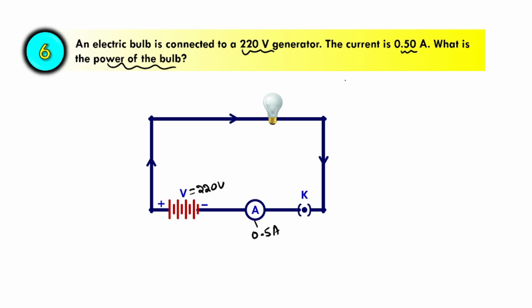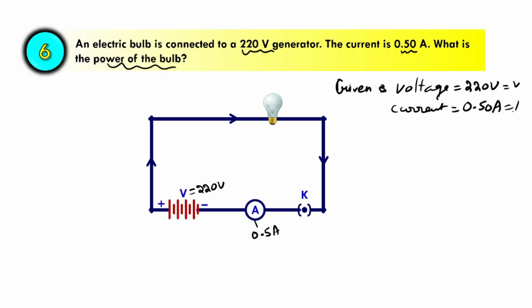Very, very simple. So what is given? First write that. So given is the voltage. How much? The 220 volts. What about the current? The current is 0.50 amperes. Put this as V, put this as I. What is the formula? Now we all know power is equal to voltage multiplied by current.